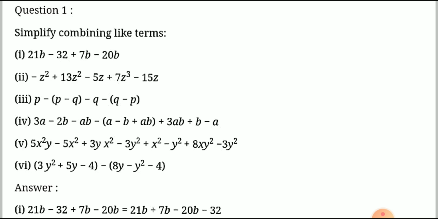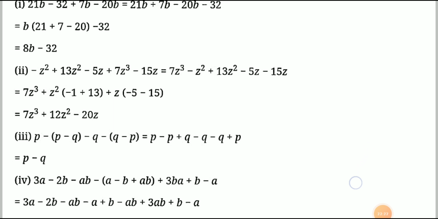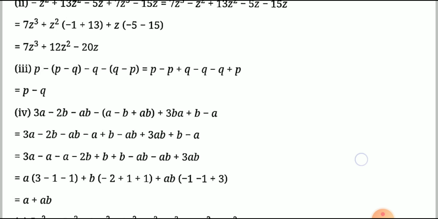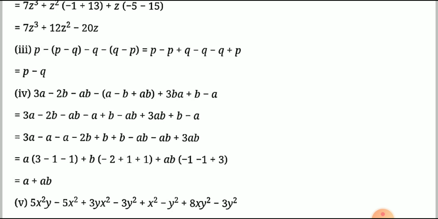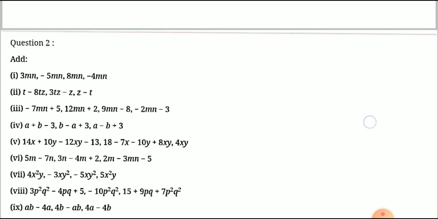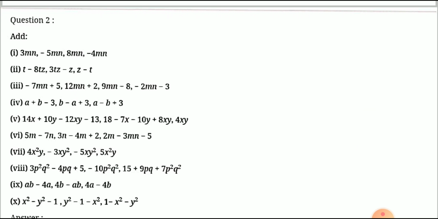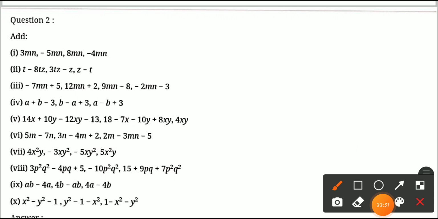Now try the fifth part and sixth part by yourself. Okay, in the fifth part also you have to arrange the like terms then solve. In the sixth part first you have to open the bracket then solve. Okay, then afterward see question number 2. I am going to show you the first one, then you have to try by yourselves.